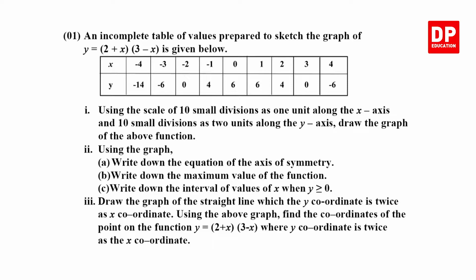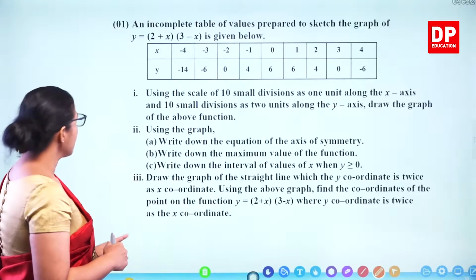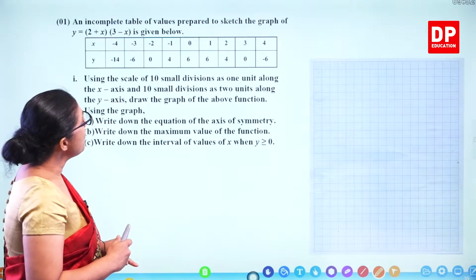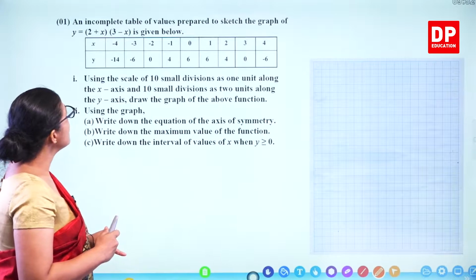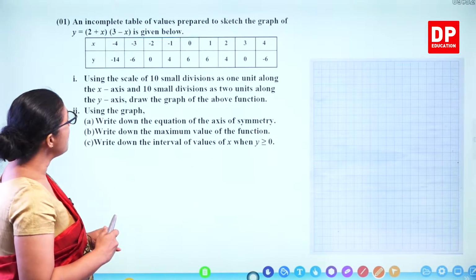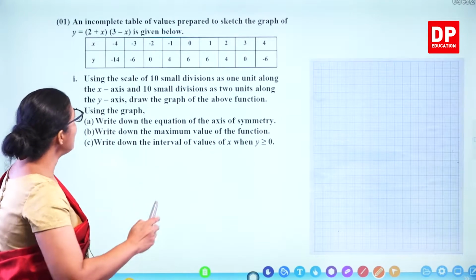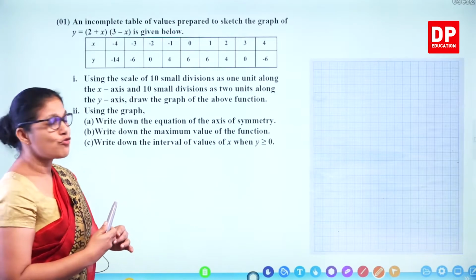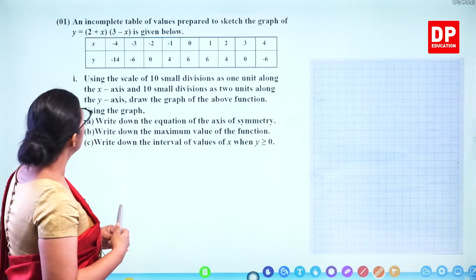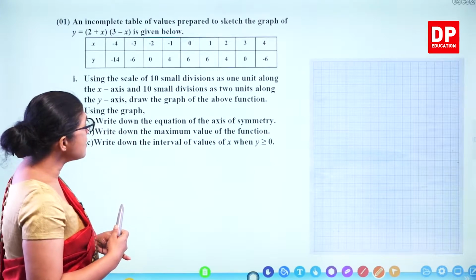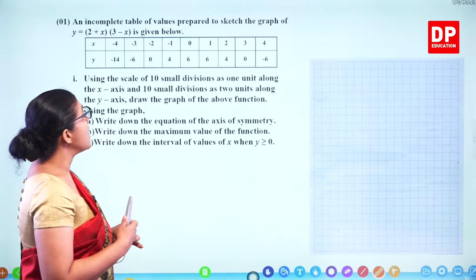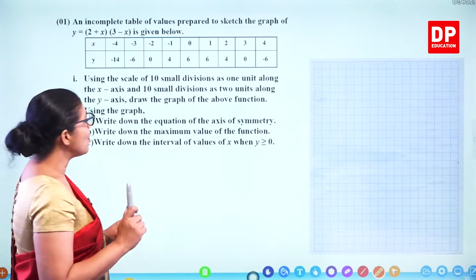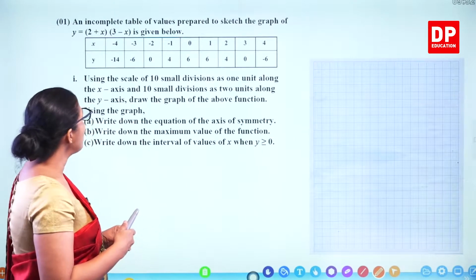Question number 1, you get 3 parts here. So try to do that. An incomplete table of values prepared to sketch the graph of y equals 2 plus x and 3 minus x is given below. So this time all the values are given, so you don't need to find out the value. You have to just draw the graph, using the scale of 10 small divisions as 1 unit along the x-axis and 10 small divisions as 2 units along the y-axis. And the scale is also different. Draw the graph of the above function.